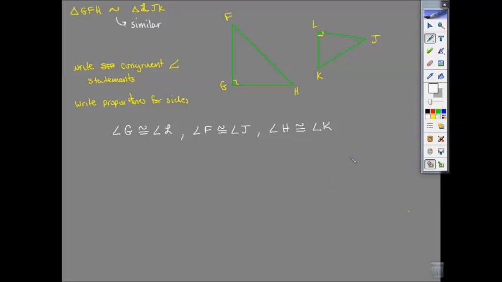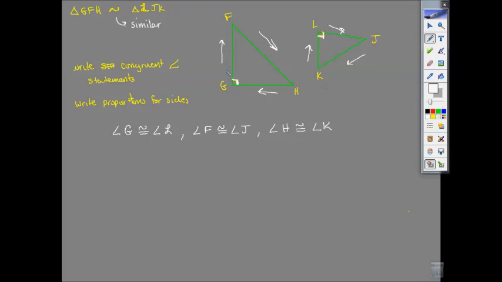Now the proportions of the sides, if we look, we have G congruent to L, and I had put those as right angles. So I can go clockwise around the triangle. So I'm going to move this direction, like that. I'll do the same thing over here. I'm going to move clockwise around the triangle.